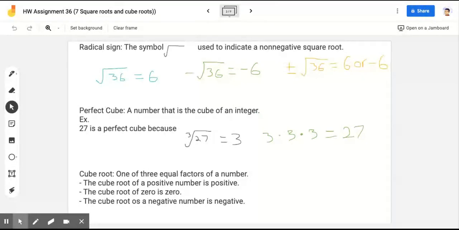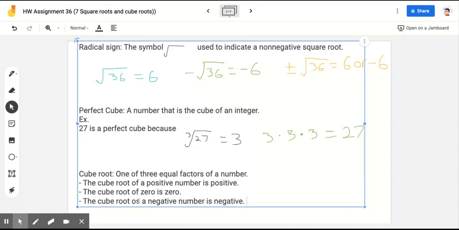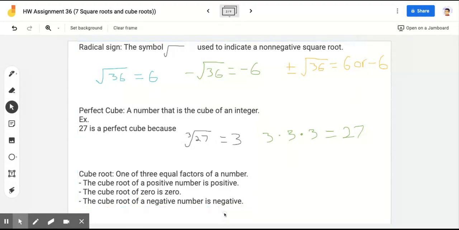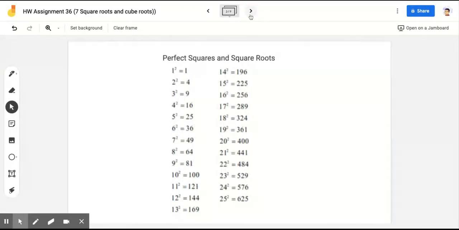Now, cube roots. Remember what I said about how we can't have negative square roots? Well, we can have negative cube roots. The cube root of a positive number is positive. The cube root of 0 is 0. And the cube root of a negative number is negative. A lot of information is coming at you, but we'll talk about all of it slowly, and we'll see some examples of that as we go forward.